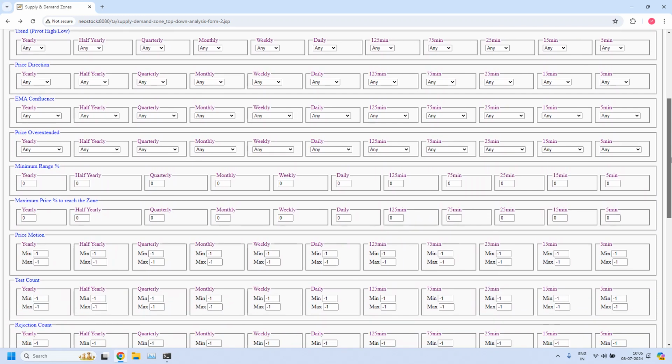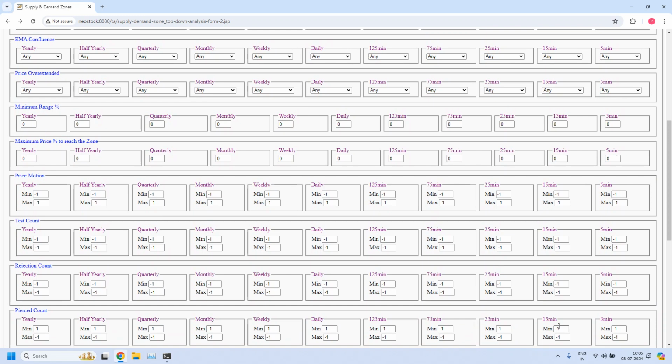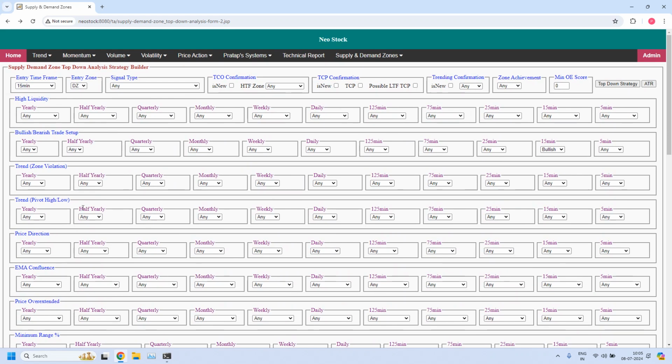And a pierced count, we don't want a pierced zone, so pierced count should be set to 0. In the 15 minutes time frame, the minimum value should be 0 and the maximum value should be 0. That means the zone is not pierced. The 15 minutes demand zones are not pierced because we selected entry time frame 15, entry zone demand zone. The filter will be applied to 15 minutes demand zones. And zone achievement should be violated opposing zone.